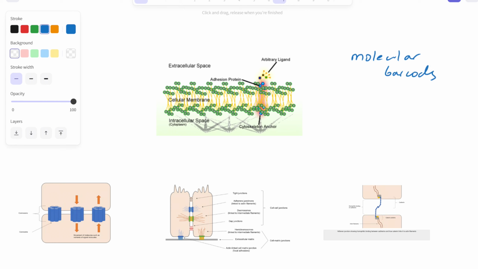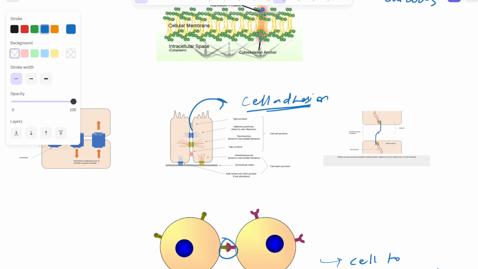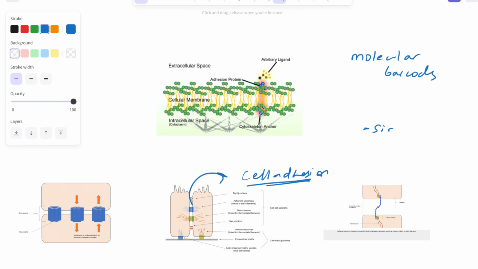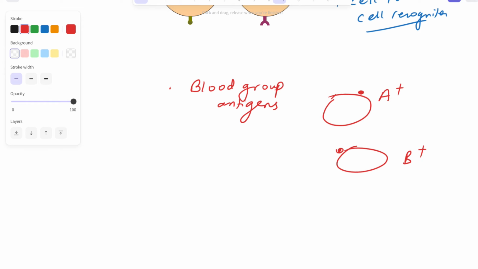This molecular barcode allows cells to do: 1. Cell-to-cell recognition, 2. Cell adhesion, 3. Signaling, 4. Blood group antigens, and 5. Pathogen recognition. So all of these are possible only because of these oligosaccharides.